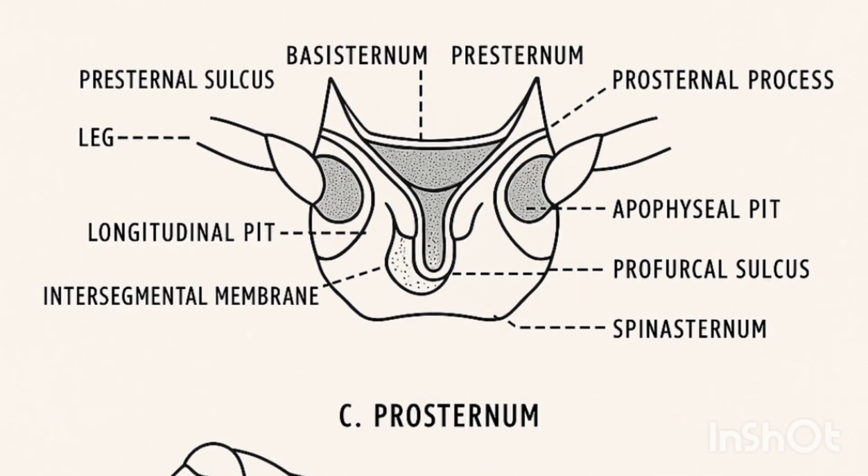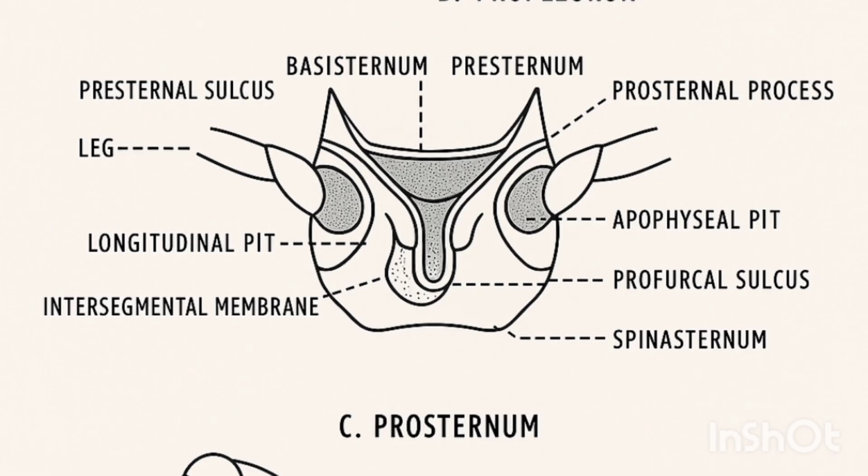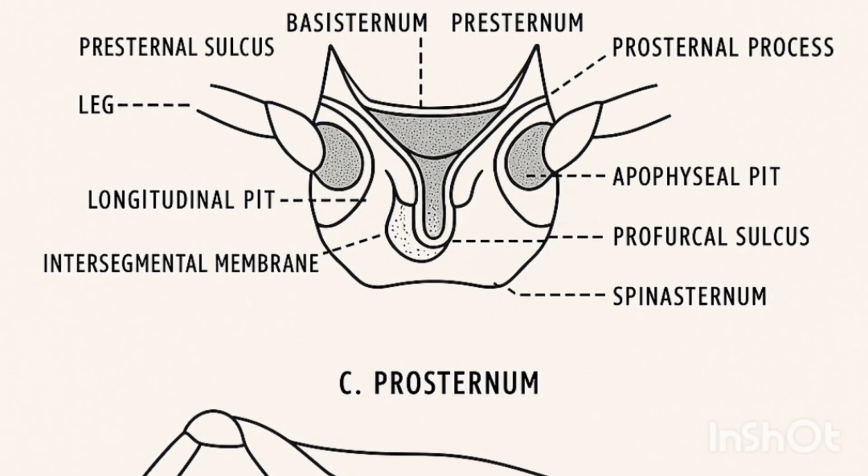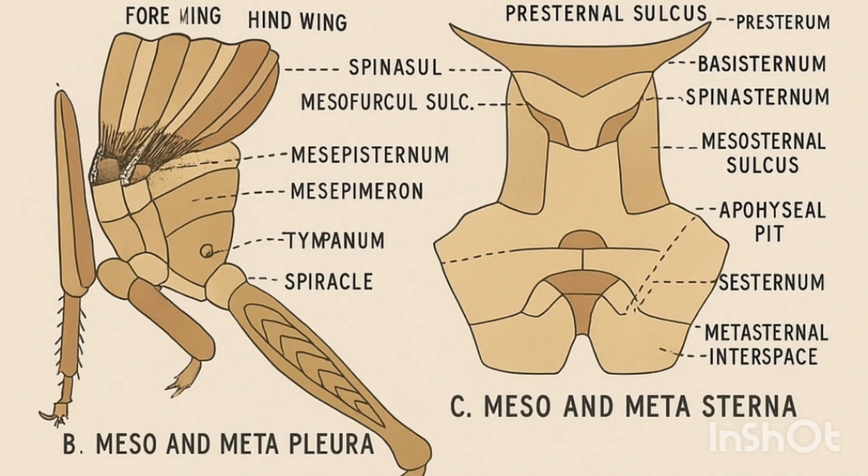Profurcal sulcus/furca, furcal area. The furca is an internal, forked apodeme, a cuticular ingrowth, that functions as an internal brace and muscle attachment. The external furcal sulcus is the groove marking the furca's position. These structures are crucial inside the thoracic box for supporting and transmitting muscle forces.